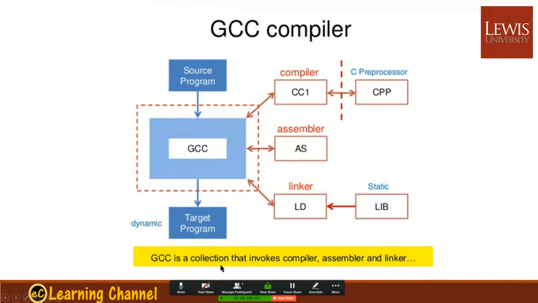So GCC is a collection that invokes the compiler, assembler, and linker, and is not used only for the C language or C++ language. So don't get confused, this is not just a GNU C, C++ compiler. It's called the GNU Compiler Collection.